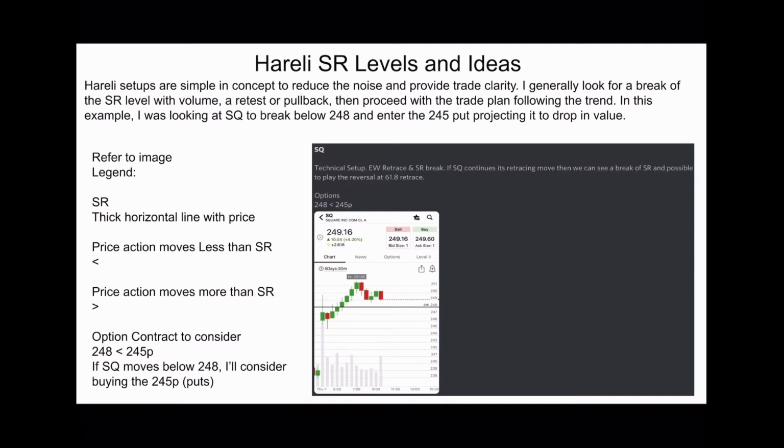Then I'll go with the trade plan following the trend. And of course, on the options marking, right? If the price action moves less than support resistance, you'll have a less than sign, and if price action moves more than support resistance, then you'll have a more than sign. So as an example, an option contract to consider 248: if Square moves less than 248, then I'm looking for the 245 put. Pretty simple.